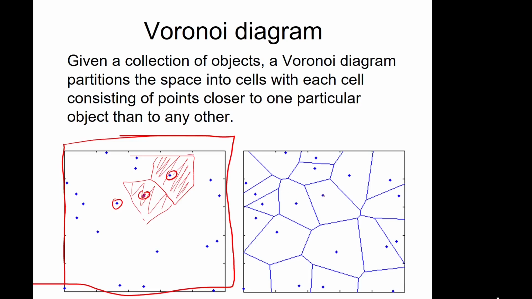All the space in this area is closest to this object compared to any other one. So if we perform this, you can see for each object we have in the environment, we've defined an area that is closest to that object than any other object. And that is what's known as our Voronoi diagram.